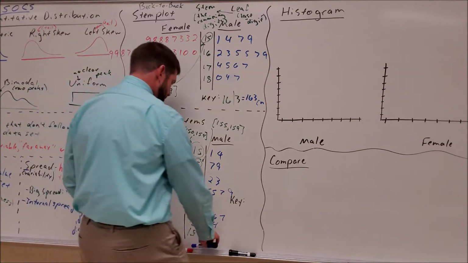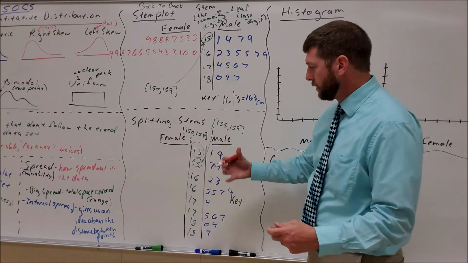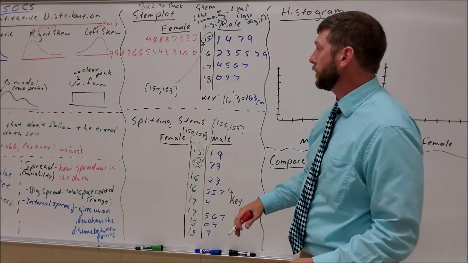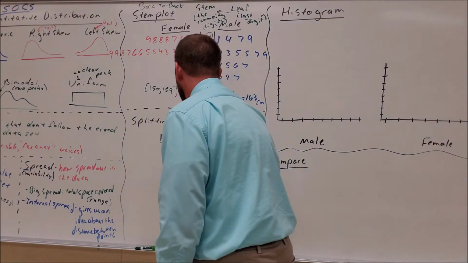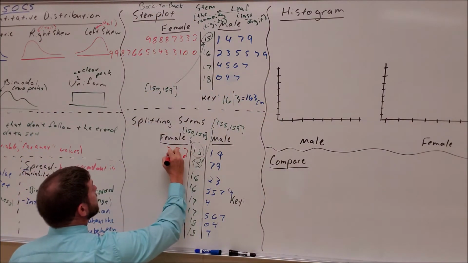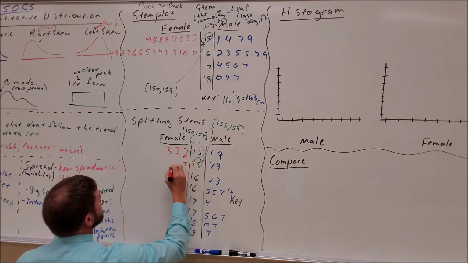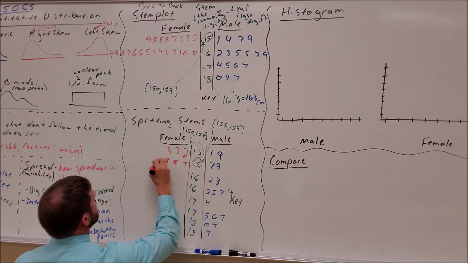All right, so let's go ahead and take care of the female numbers right here. So you have 2, 3, 3, okay, and then we go to 7, 8, 8.